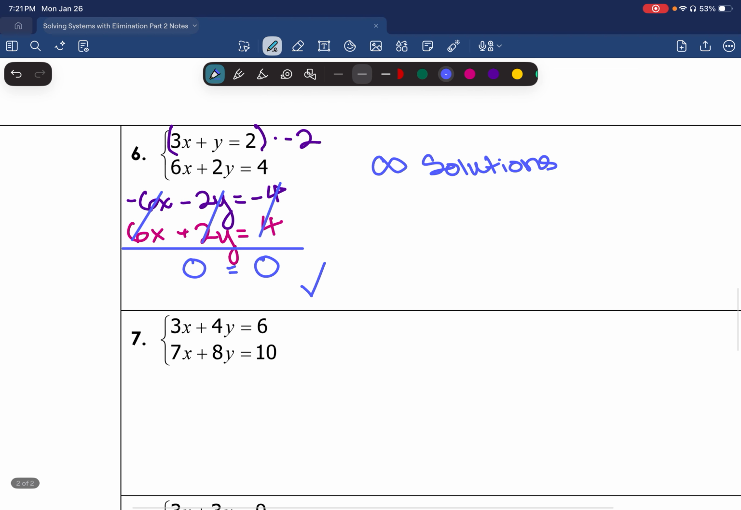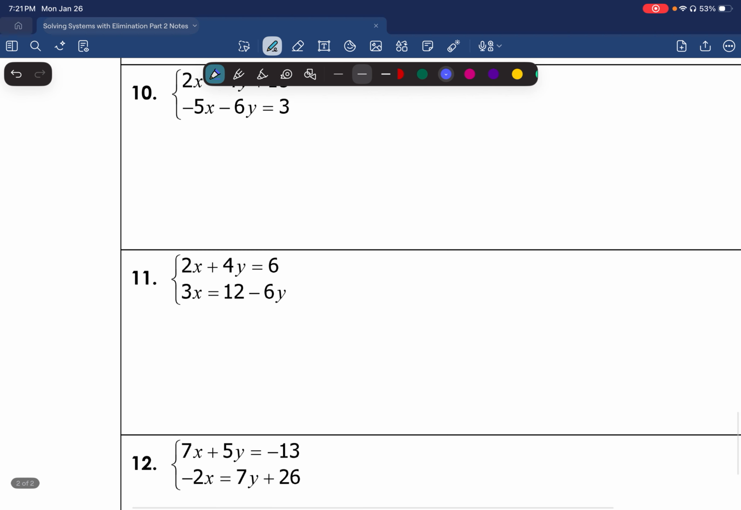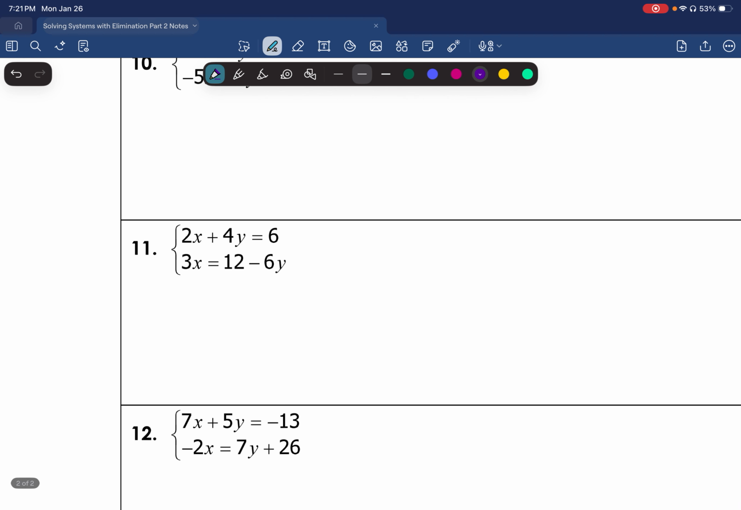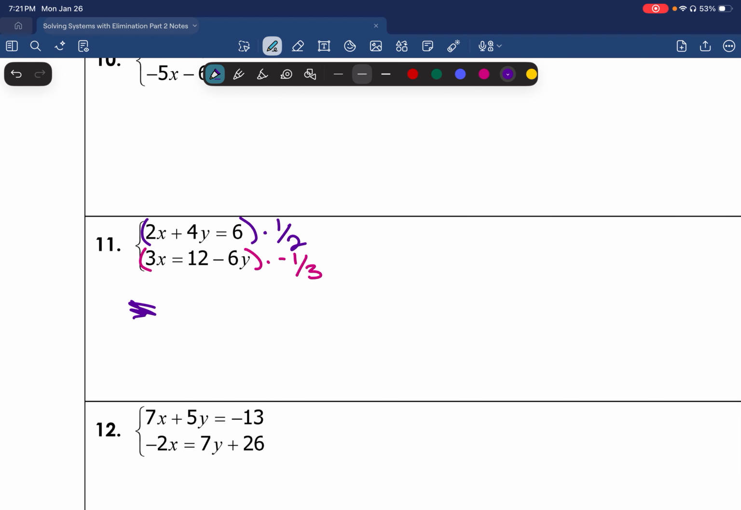All right, let's do 2 more. I'm going to do one that I wouldn't say is tricky, but it required a little bit more prep before we started. So I'm going to do number 11. I multiply this by a half, and then I multiply the one below it by -1/3. You don't have to multiply by these. I would just recommend multiplying by whatever you feel is the most comfortable for you.